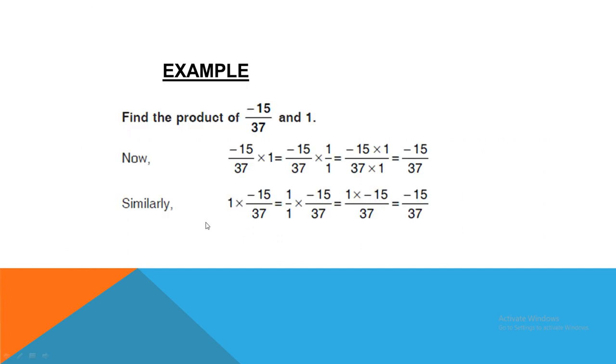Let's take one example. Find the product of minus 15 upon 37 and 1. Okay. So 1 can be written as 1 by 1. Very simple. Multiply it, we get the same number minus 15 by 37. Or if we multiply 1 with this number, same way we get this. So this one is called the identity element of multiplication.